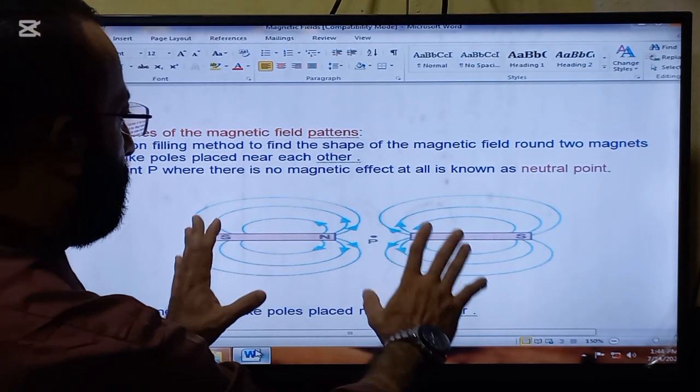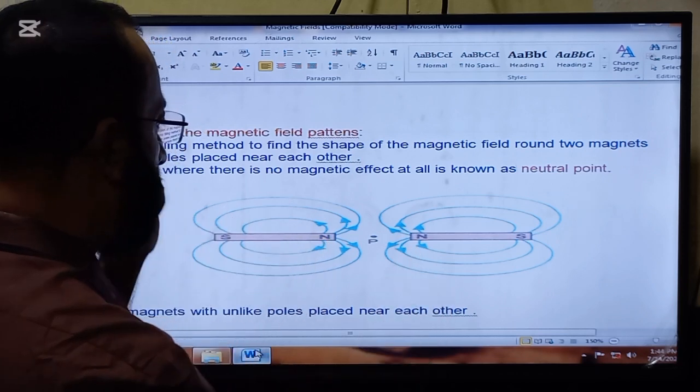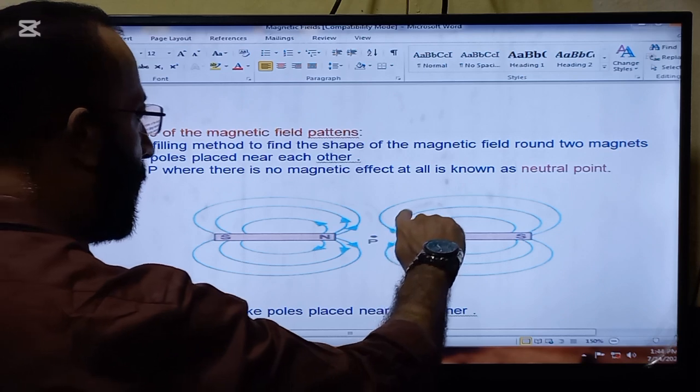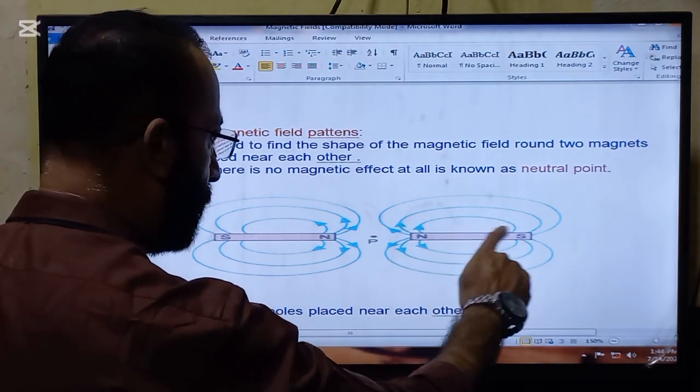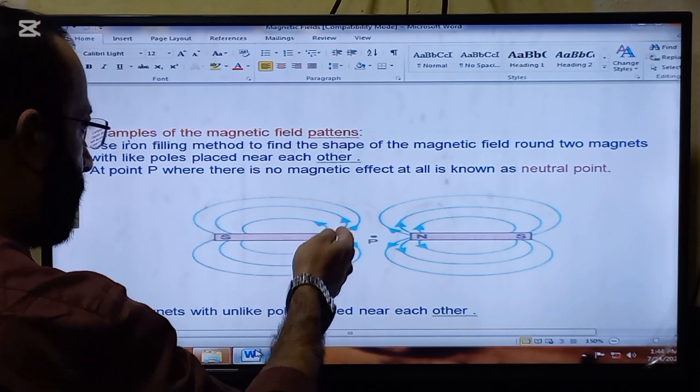So this will be the pattern when two same poles are placed side by side, because the magnetic fields start from north pole and end at south pole. So this will be the pattern.